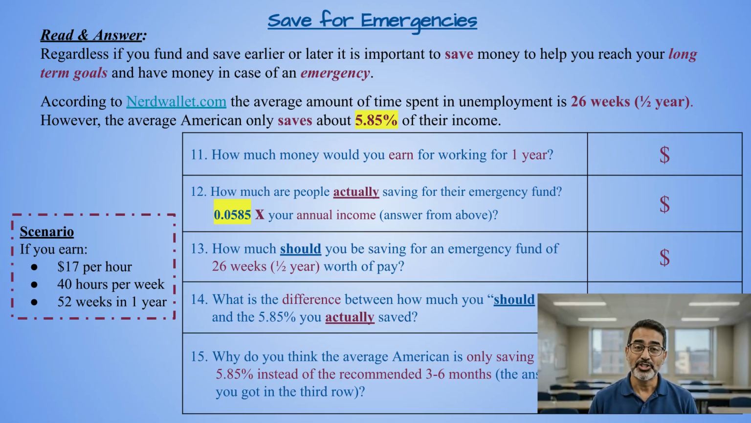Saving is crucial for long-term goals and emergencies. Given the scenario of earning $17 per hour, calculate your annual income. Then determine how much is actually saved at 5.85% and how much should be saved for 26 weeks of emergency funds.